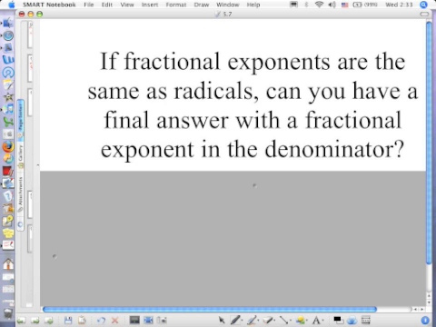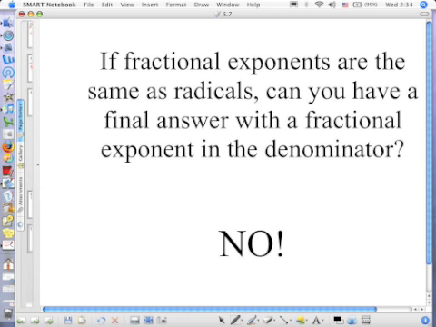I always think, if fractional exponents are another way of writing radicals, and we cannot have a radical in the denominator of a fraction, do you think we can have a fractional exponent in the denominator of a fraction? No, because it's the same rules. They're the same thing, so they have the same rules, okay? Let's come back here real quick.